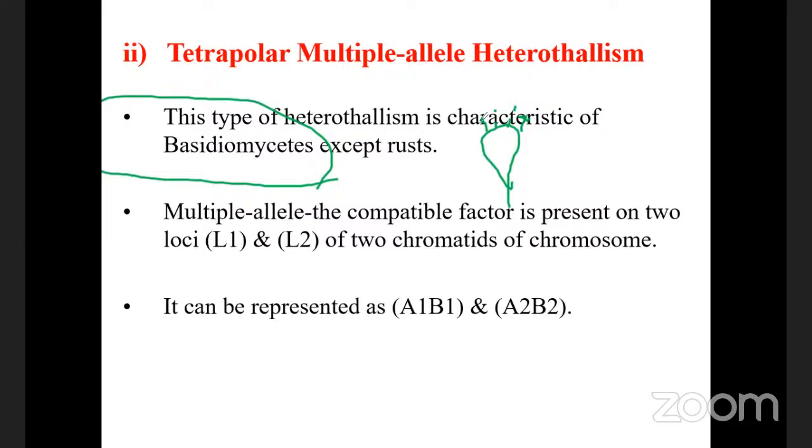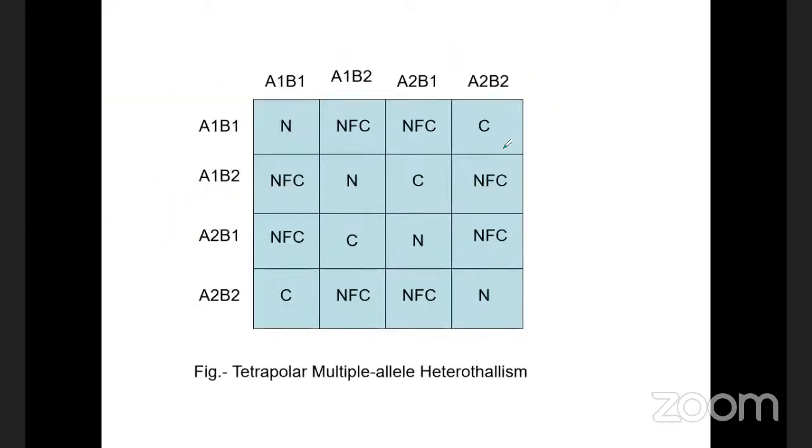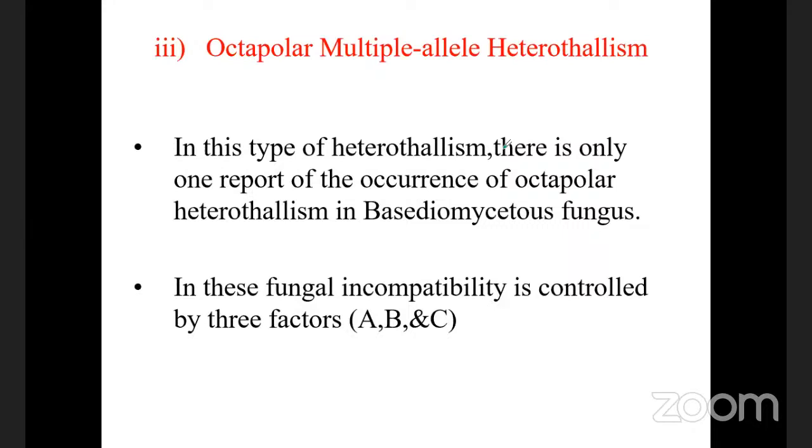Okay. Multi-allele is a compatibility factor. It may be in the single or in the 2 locations. Usually, it is in the 2 locations. Whereas in the bipolar, it is a single location, 2 different genes. Tetrapolar is in 2 locations, 4 different genes. Okay. Octopolar is in multiple locations. This is also present in the Basidiomycetes fungi.